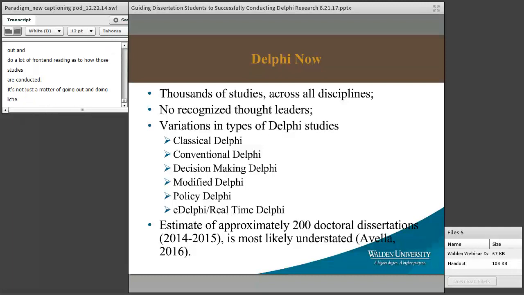And finally, there's the e-Delphi, and sometimes you'll also read about real-time Delphi. E-Delphi technically is defined as a Delphi study that's administered electronically. Well, today, versus the 1950s and 70s and such, most Delphi studies are administered electronically. So the difference between a conventional Delphi and an e-Delphi is rather blurred in my mind. I sort of look at the conventional classical description. But there's also a real-time Delphi.